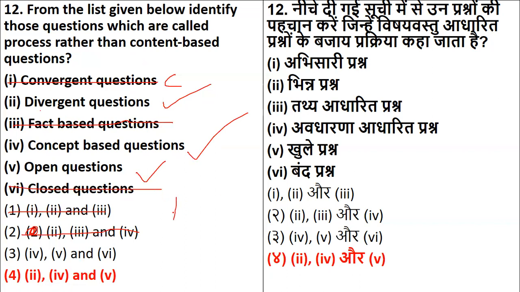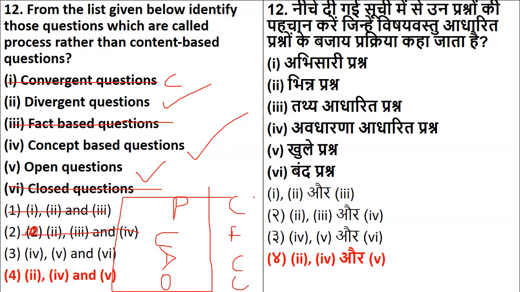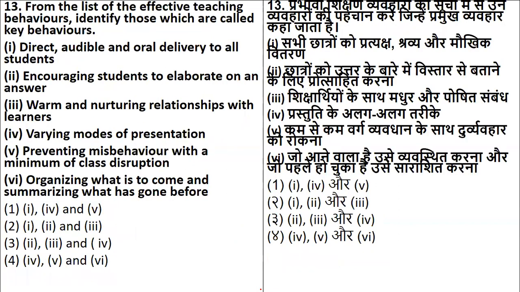So please remember process and content. Under process, you have concept based, divergent questions as well as open ended questions. Whereas under content, you have fact based questions, convergent, and close ended questions. If you write this down and keep it, it will be easier for you to remember. Okay, we have taken this concept very well. Next, from the list of effective teaching behaviors, identify those which are key behaviors.